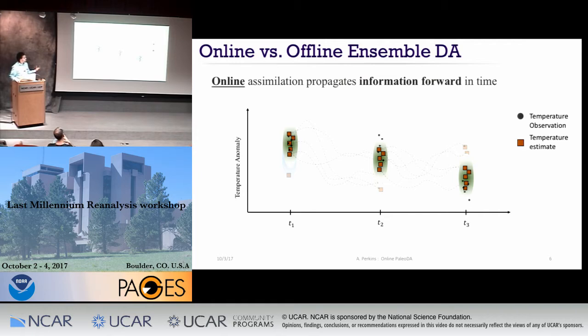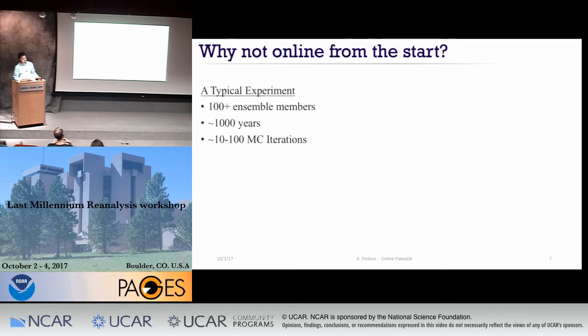So that's the main difference between online and offline here, is that we have this forecast model to translate our best guess, as in models, of how these dynamics play in time. So why not online from the start in the paleo data assimilation setting?